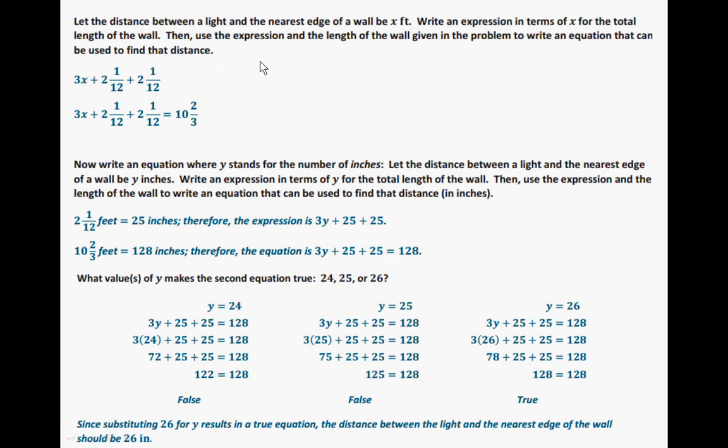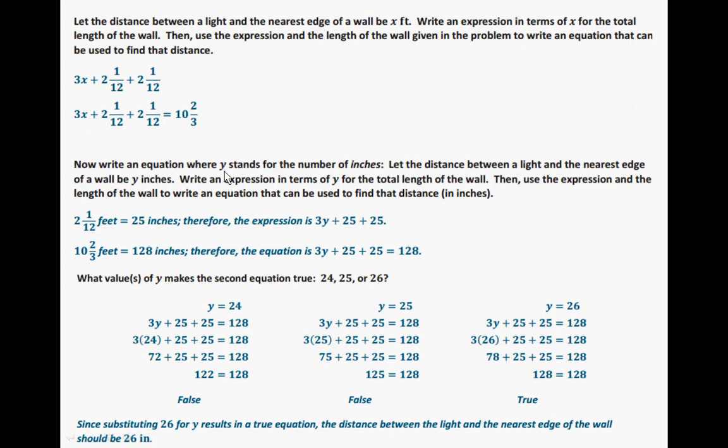So let the distance between a light and the nearest edge of the wall be x feet. So taking our first step and keeping it in feet, how could we express this equation in x feet? Well, again, it would be 3 times x plus 2 and 1/12, because remember that's representing the 25 inches, plus 2 and a 12th. That whole number sentence would be 3x plus 2 and a 12th plus 2 and a 12th would equal 10 and 2/3 feet.